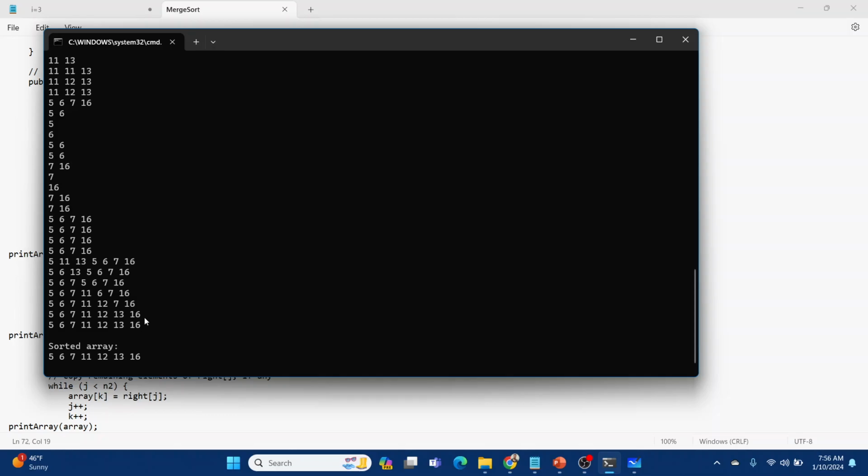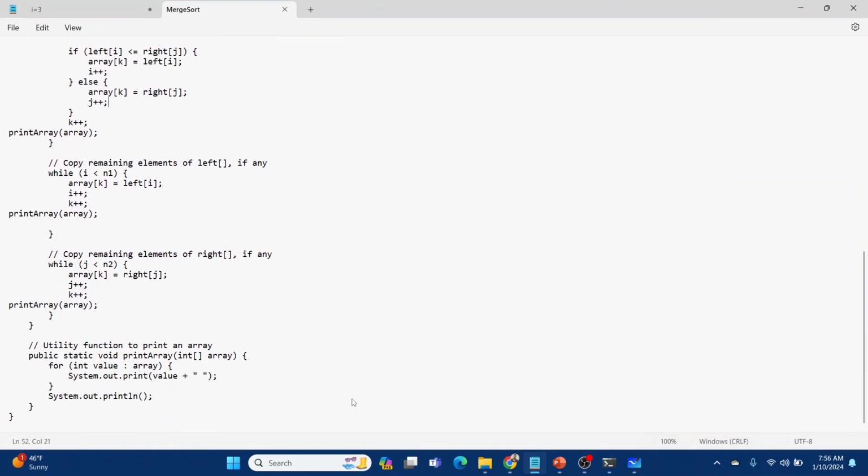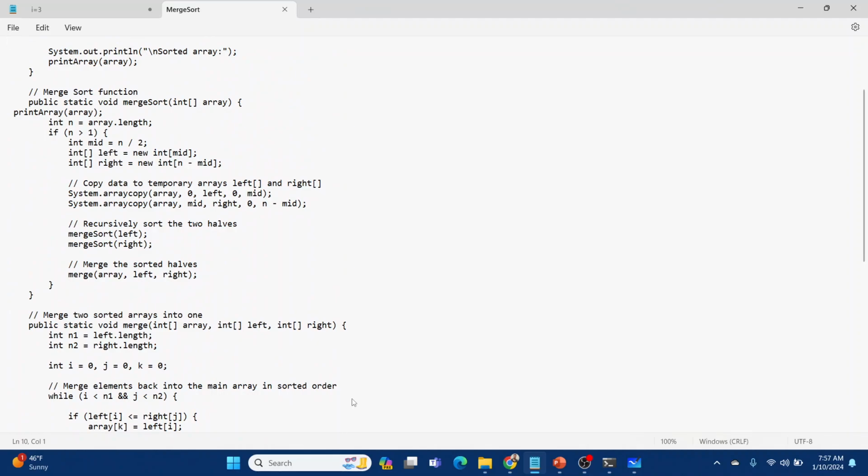So yeah, this is the basic idea of merge sort, which works on divide and conquer. I hope it is clear. If you have any questions, you can ask.